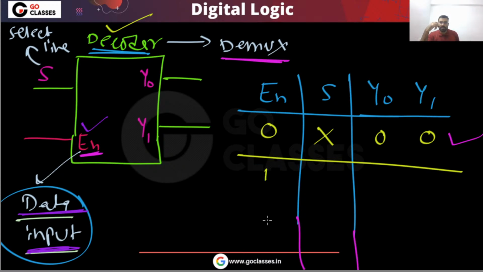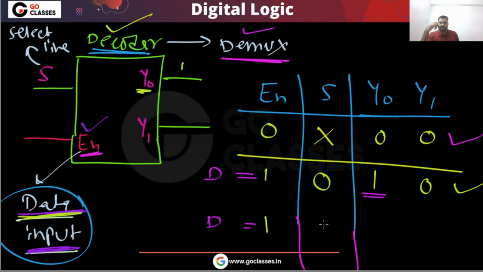Now if the enable is 1, tell me what you want. Enable is 1, remember this is your data, because I am using this enable as a data input. If enable is 1 and S is 0, then this line will become active, so y0 will become 1, and this is what we want. Now this is your data going to y0, and similarly if S is 1, then this line will be activated. If the data is 1 and this select line is 1, then the data should go to y1. So everything is fine.